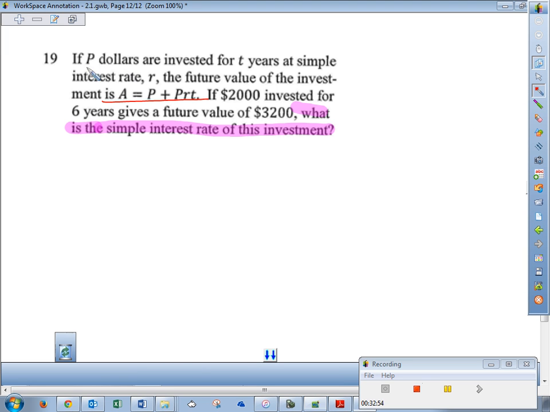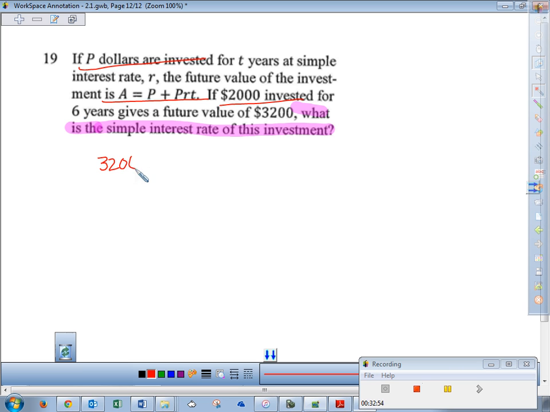They tell us P straight up, the dollars invested, so 2,000 is P. You know T, the time, is 6 years, so A has got to be 3,200. That's the amount that we want. 2,000 plus 2,000 R times 6, which I'm going to switch around: 6 times R. It's all good in the neighborhood, however you write it. Commutative property of multiplication. Move them around. Okay, trying to solve for R.